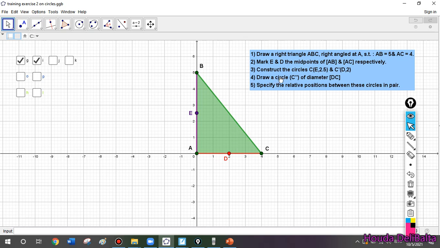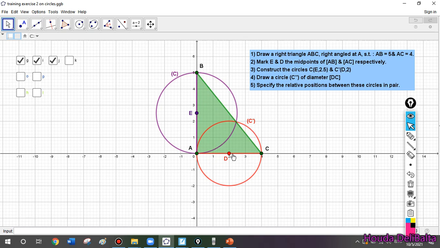Okay? Construct the circle C of center E. So I have to put the needle of the compass at E with radius 2.5, and another circle C prime of center D and radius 2. So that's the first circle of center E and radius 2.5. As you see, that's the center. The distance from the center to any point on the circle is 1, 2, and that's the half. That's the circle of center E and radius 2.5.